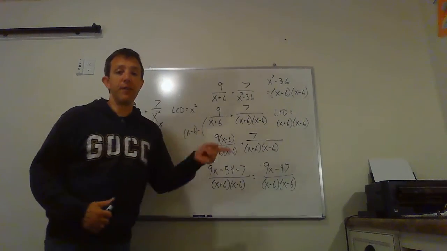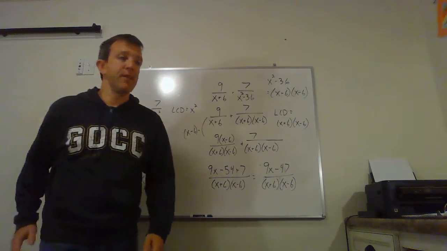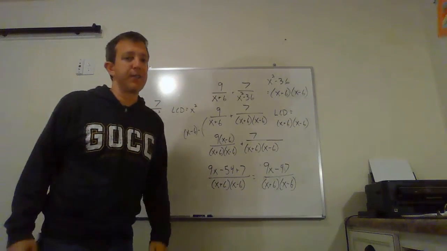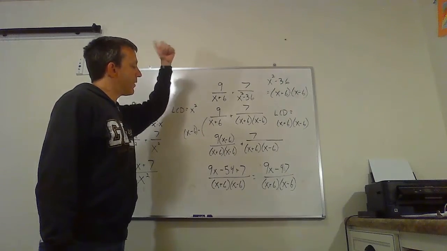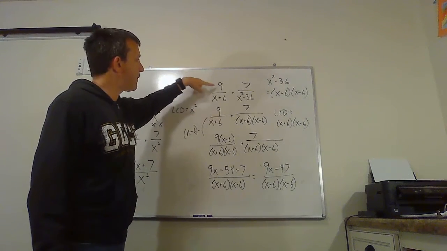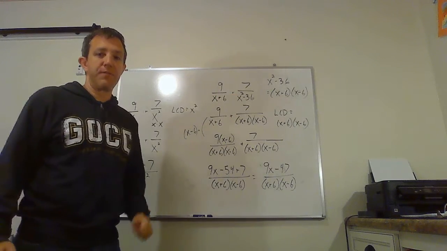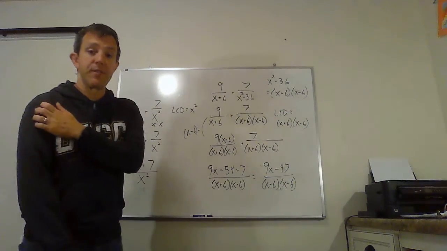Now, for my other one, this one's a little bit bigger and messier. This one's actually going to really require some factoring. Not a lot, just a little bit. So we have 9 over x plus 6 plus 7 over x squared minus 36. Sorry, x squared minus 36.